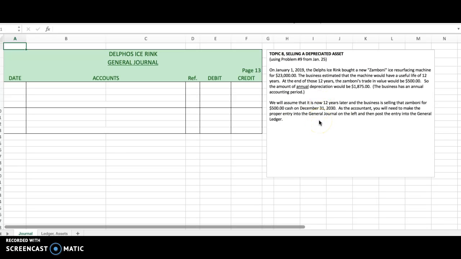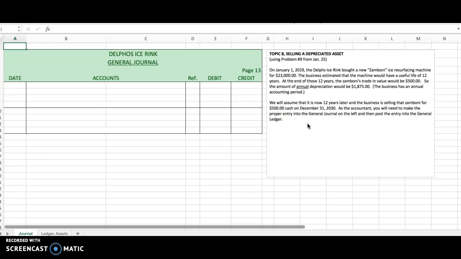So in this problem, in this video demonstration anyway, we will assume that it is now 12 years in the future. And you are now through high school, through college, and now you are an accountant for this business. And the Delphos Ice Rink is now going to sell that Zamboni. It's at the end of its useful life, and we're going to sell it for $500 on December 31st, 2030, 12 years in the future. And you will now need to make the proper entry into the journal and then post it to the ledger.